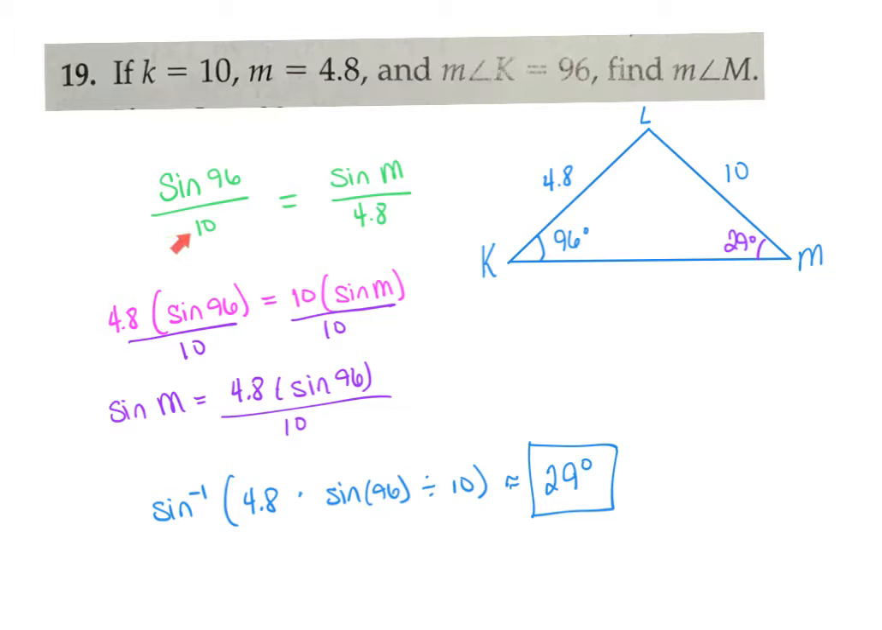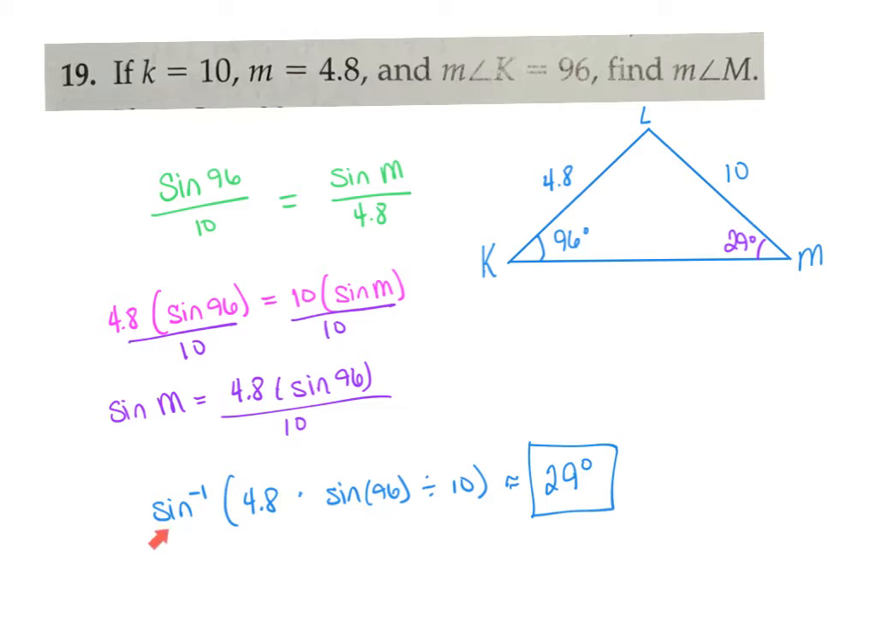So sine of 96 over 10 equals sine of M over 4.8. All right, sine of the angle over the side equals sine of the angle over the side. And all I did was cross multiply here. 4.8 times sine of 96 equals 10 times sine of M. Divide both sides by 10. So the sine of M is 4.8 times sine of 96 over 10.